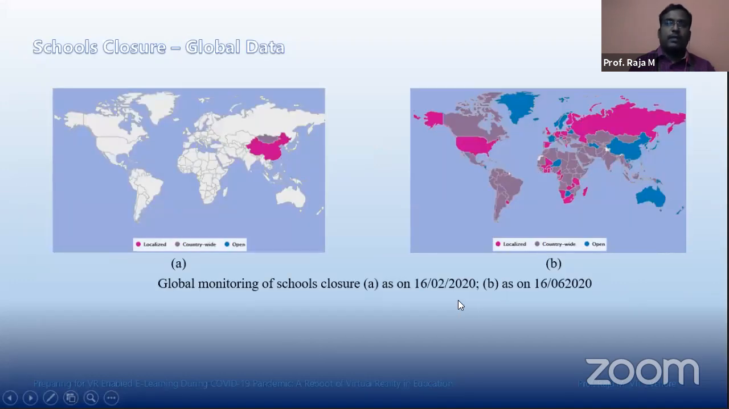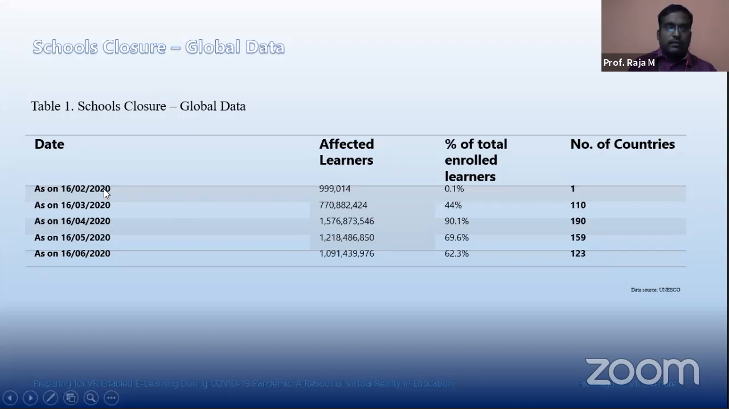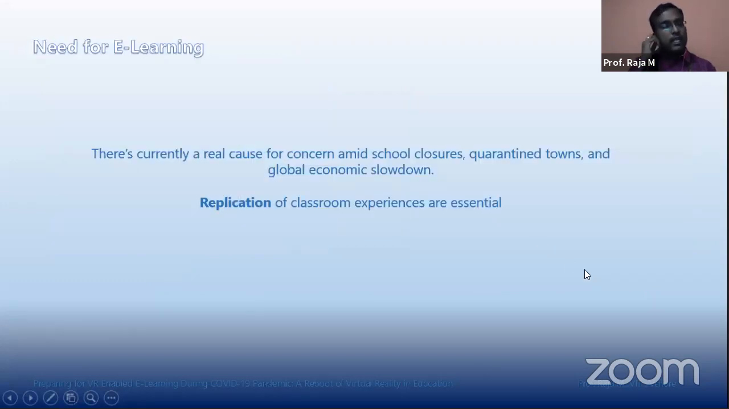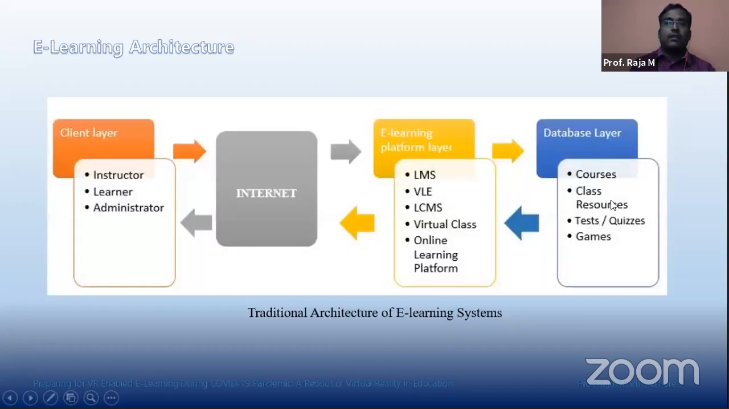If you look at the map of the global school closure data, on 16/2/2020, for example, we had only one country highlighted. Obviously, we all know the country, it's China, but now China is open. All the schools are open as of now, but almost all the other countries are affected. Except Australia and a few others, all the other countries are locally locked down, or a countrywide lockdown is followed. So there arises the need for e-learning systems, and we are in a very big challenge to replicate the classroom experience for the learners.